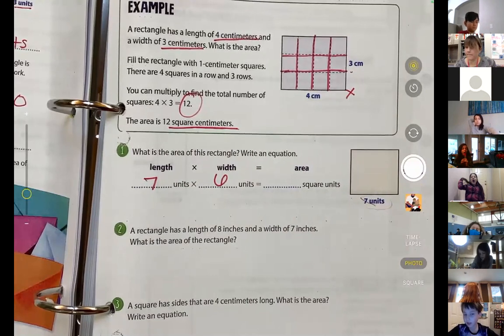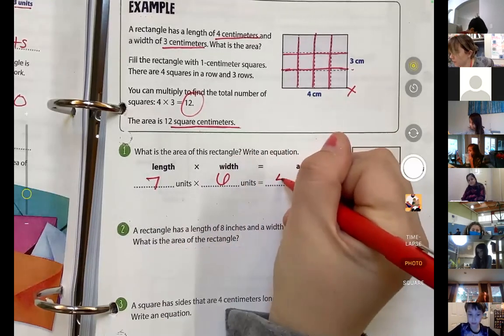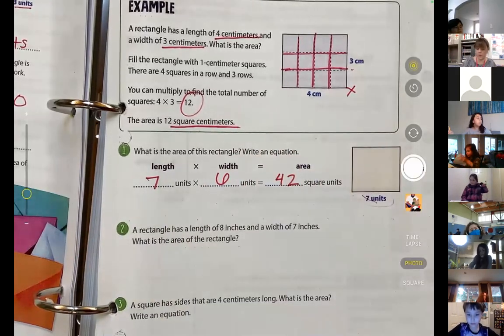7 times 6, well, I can do 6 times 4 to get me to 24. And then I know 6 plus 12, which is 6 times 3, is 18. So 24 plus 18 would get us to 42, if I'm correct. Good job. That's right. So 42 square units is our answer. Good job, Sandro.